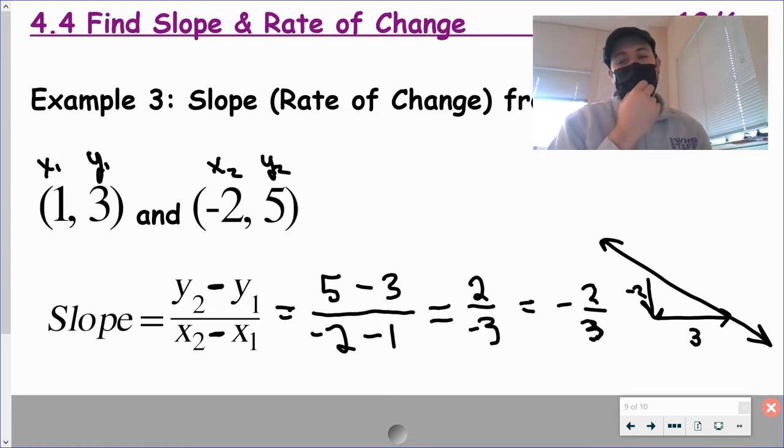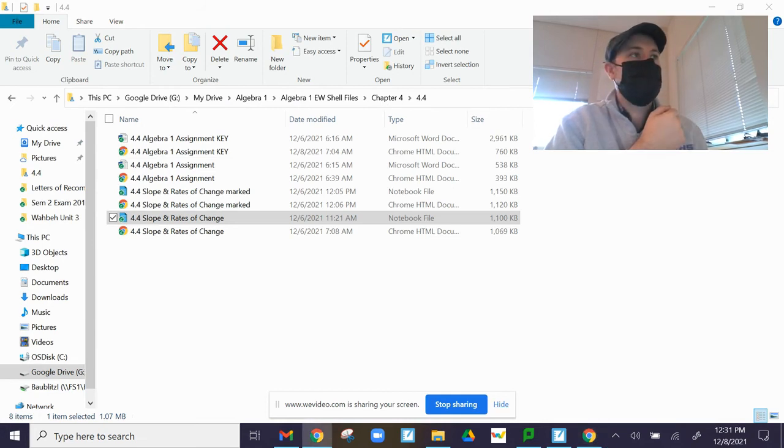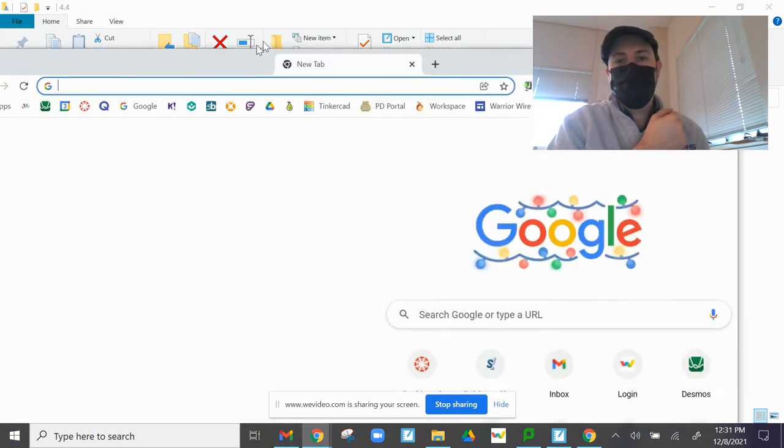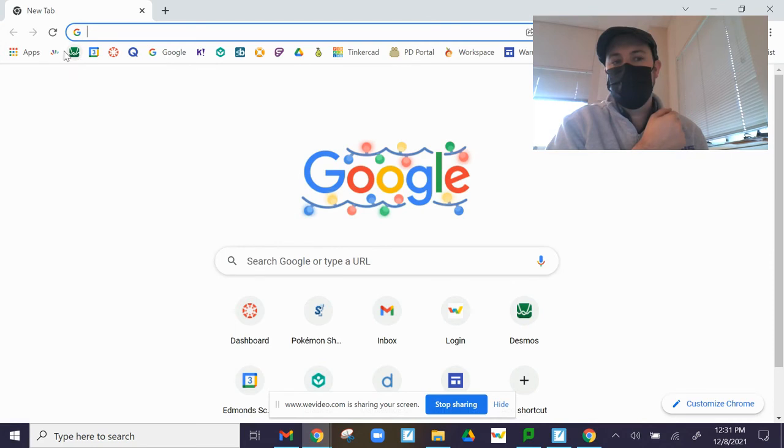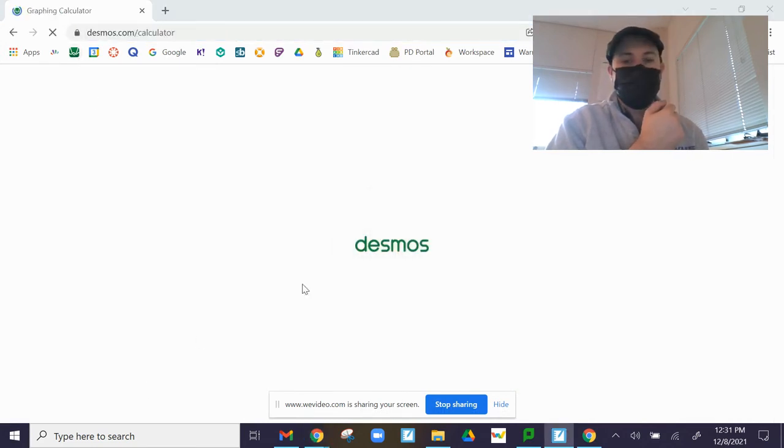All right. I'm going to show you real quick what this looks like in Desmos. So let me bring Desmos up. Okay, I got to move a tab. Gosh, this feels way too much like remote learning. Okay, there we go. And there's the problem.